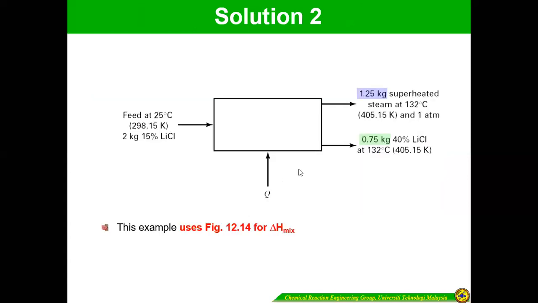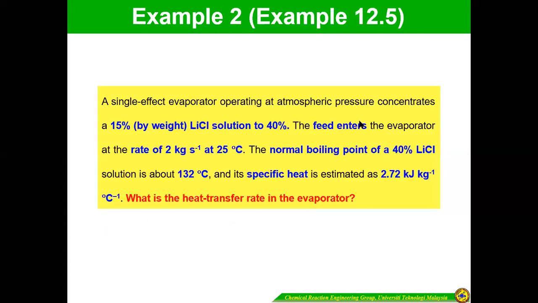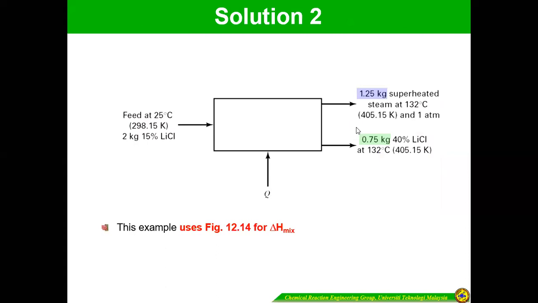Okay, so this is the diagram. But you have to determine, you have to do the mass balance first. You want to know the mass exit from the evaporator, right? If you do the mass balance, you can determine M1, M2 as well as M3.